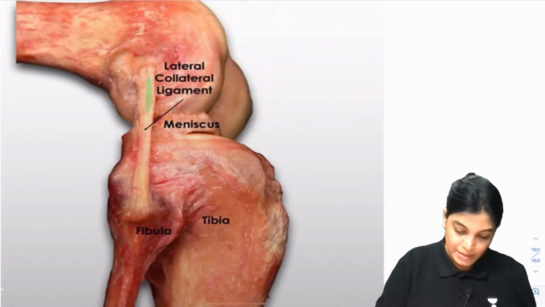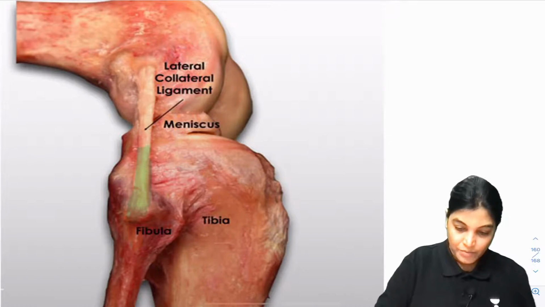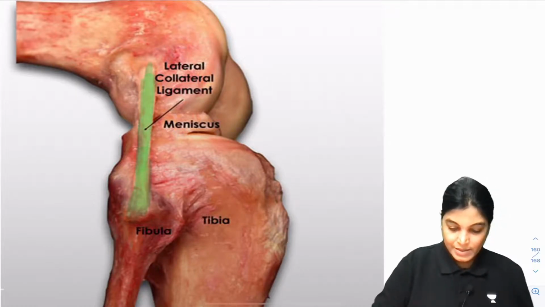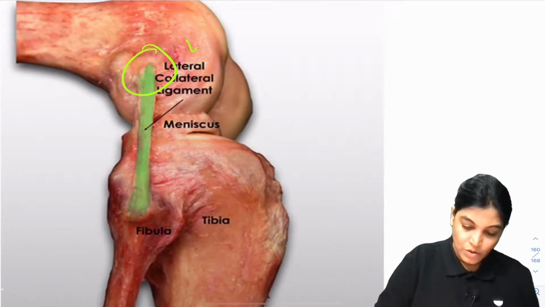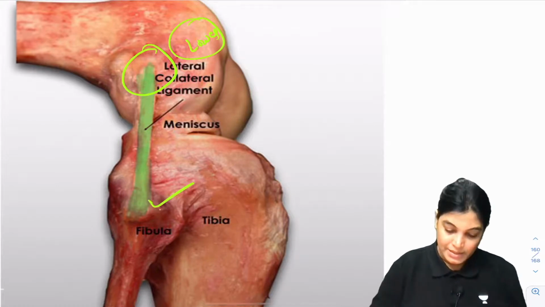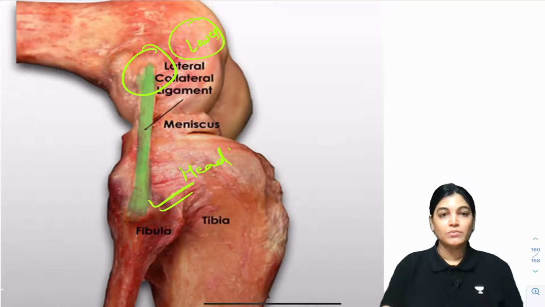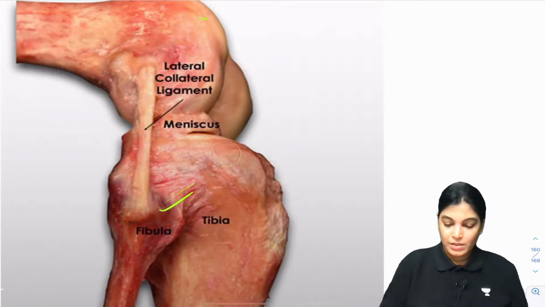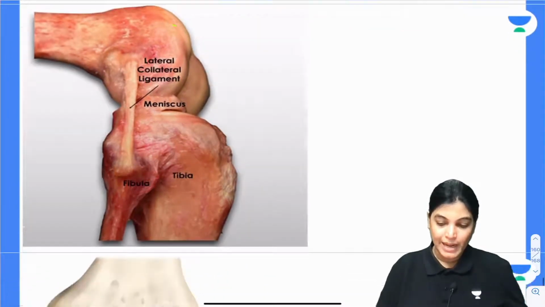As you can see, this is the lateral or fibular collateral ligament, and very clearly you can appreciate in this diagram that it is extending from the lateral epicondyle at the lower end of the femur to the head of fibula.